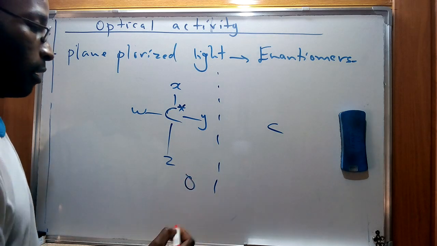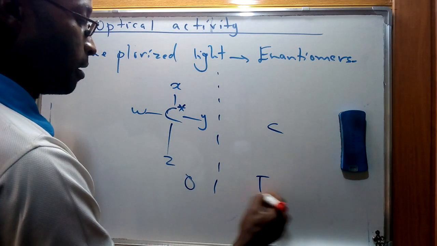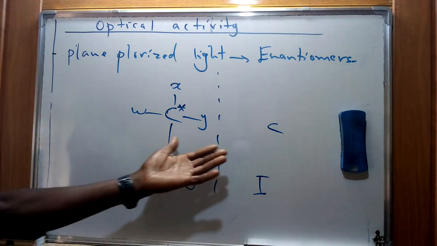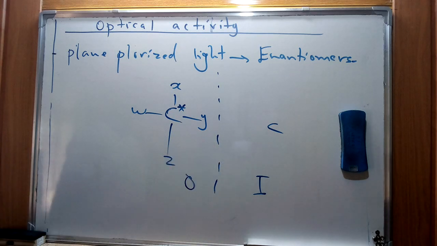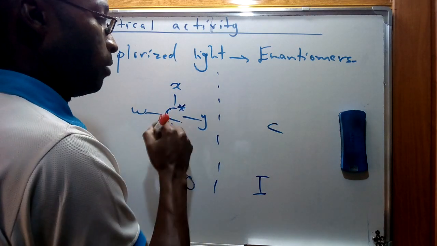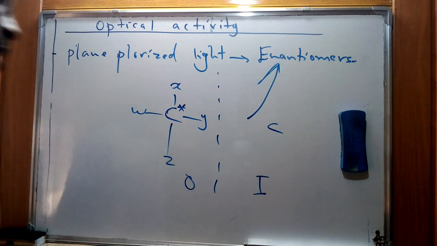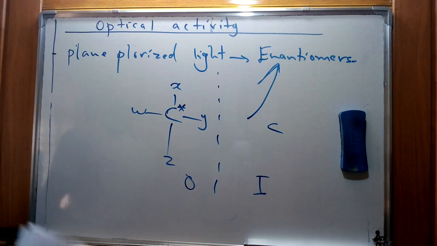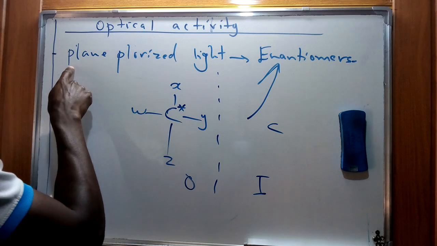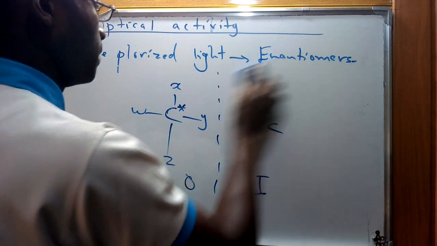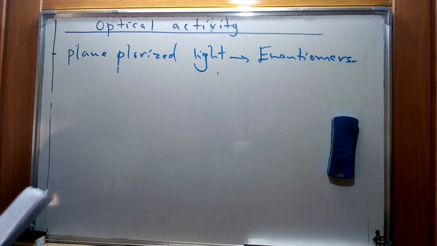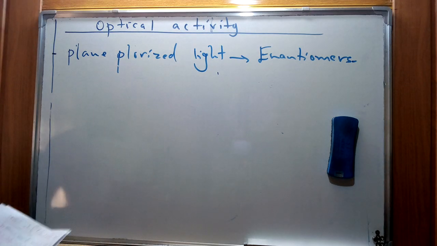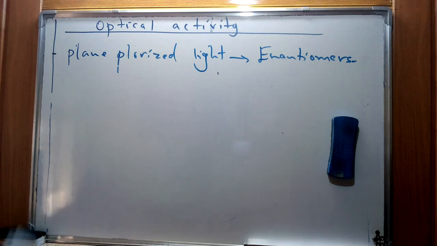We may refer to this one as an object. We shall have an image at this specific point, and this is going to give 2 different chemicals with 2 different characteristics, and therefore we're going to refer to either of these chemicals as an enantiomer of the other. So therefore we are going to have this statement that whenever plane polarized light is passed through a solution of enantiomers, the plane polarized light is rotated, hence the molecule is said to be optically active.